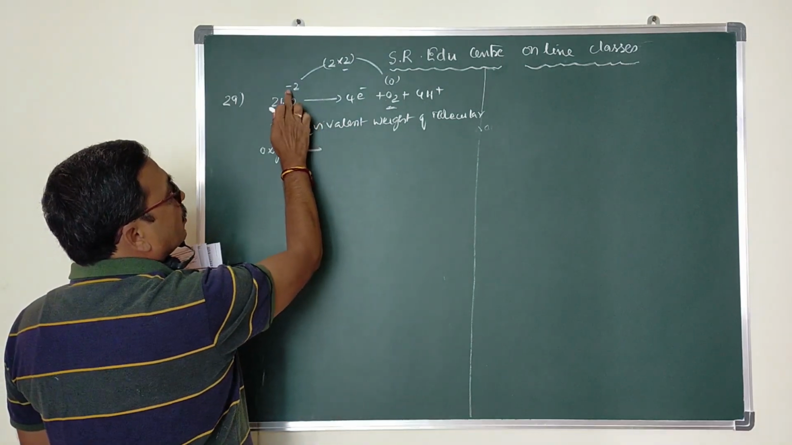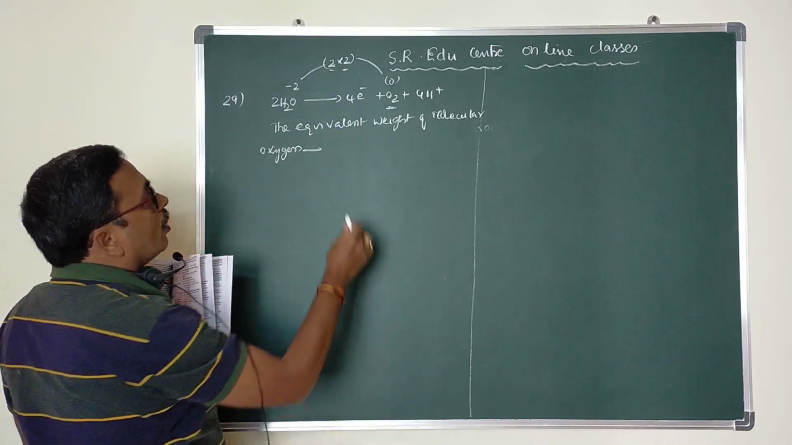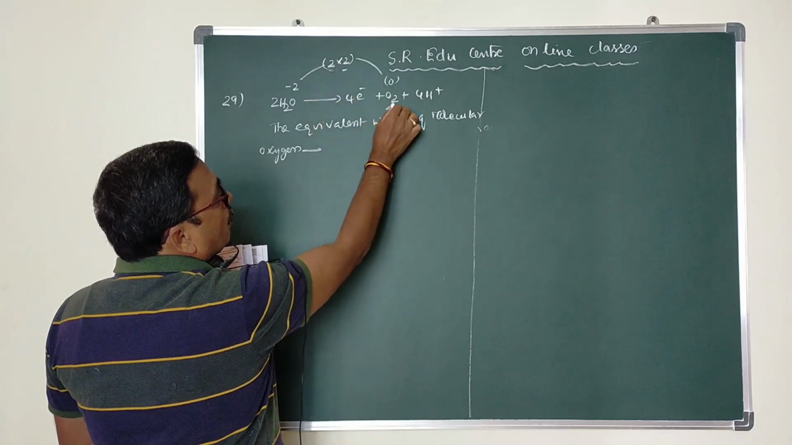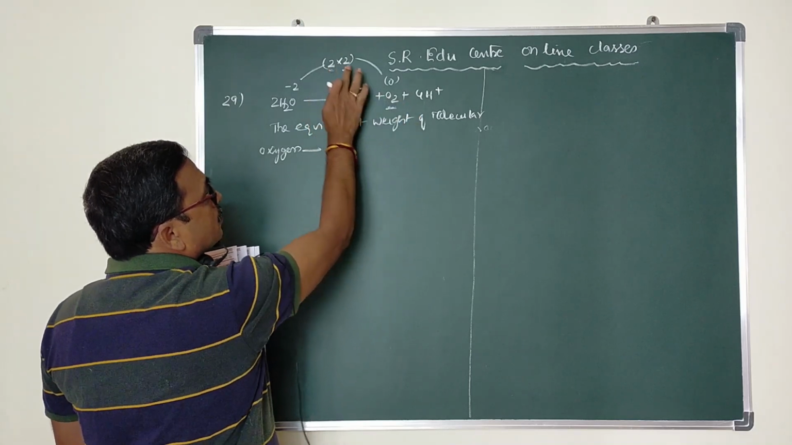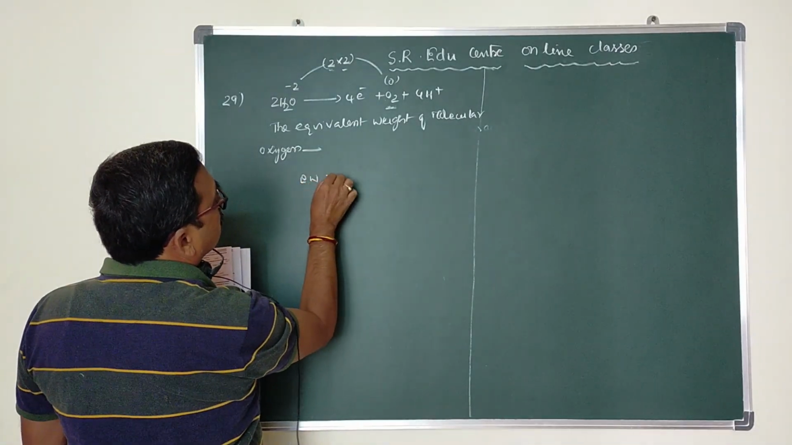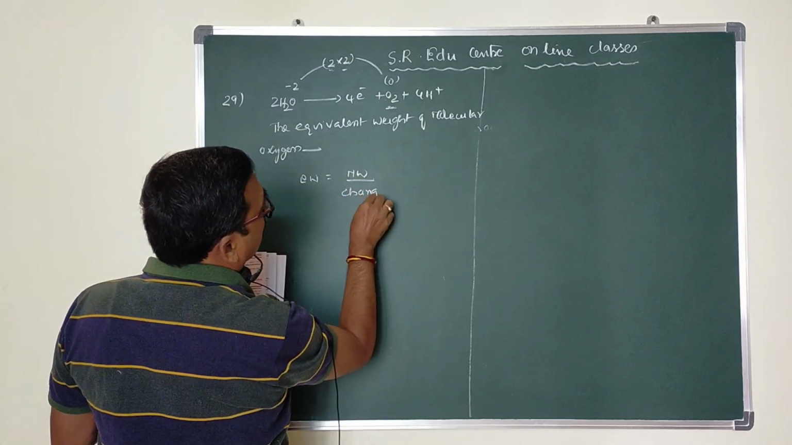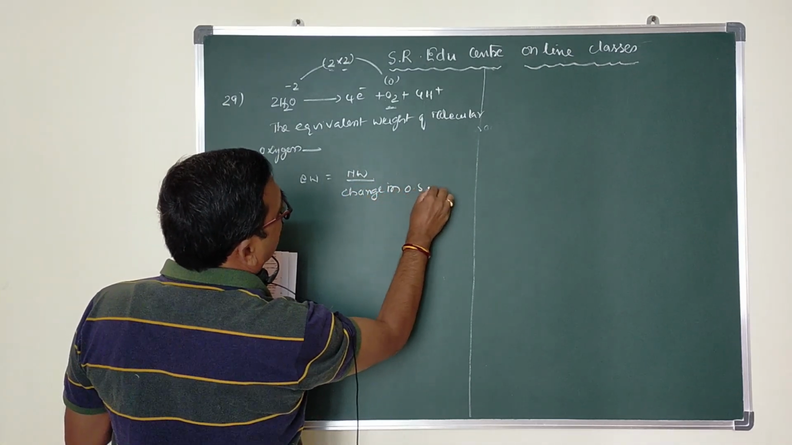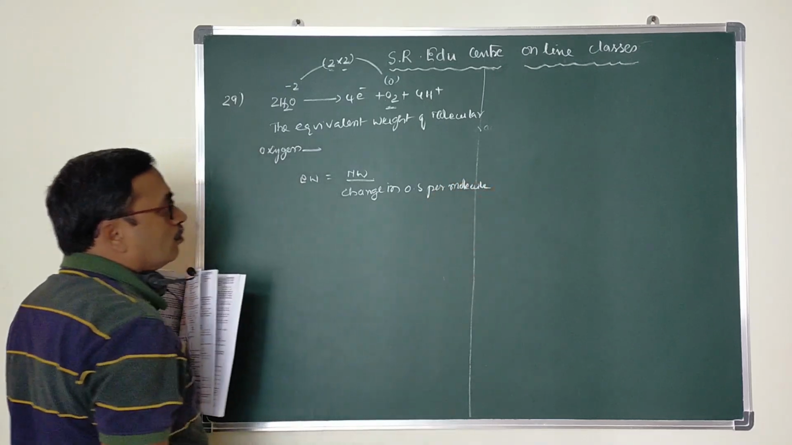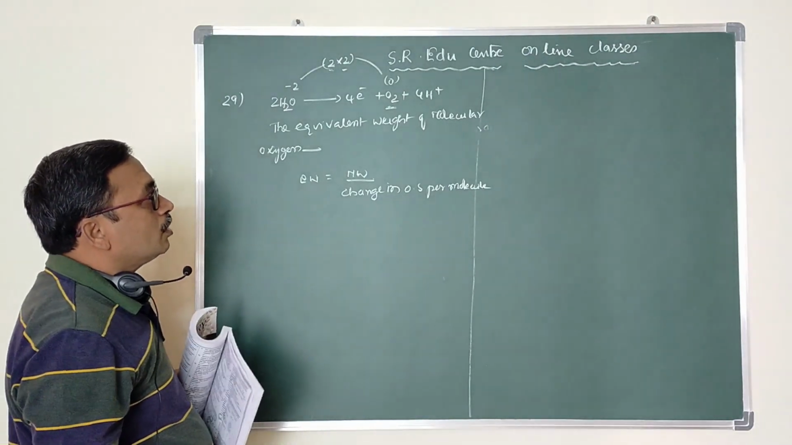Change in oxidation state, that is -2 to 0. So change is 2. Change in oxidation state is 2, but this molecule contains 2 oxygen atoms. Therefore, I have multiplied with 2. Equivalent weight is equal to molecular weight by change in oxidation state per molecule.